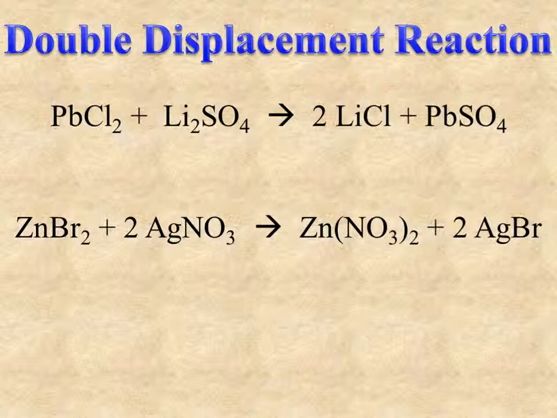And so essentially you're just taking your cations and swapping them, and then obviously you need to pay attention to the oxidation numbers, the charges, and make sure you have a properly written formula.